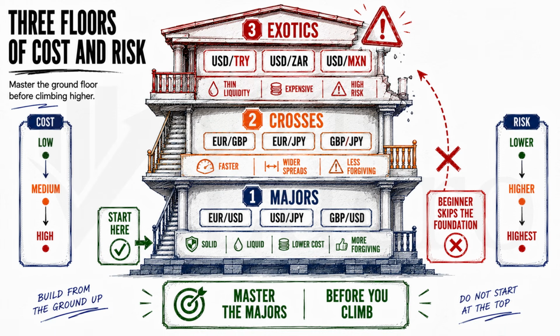So picture those three families as three shelves stacked by cost and risk. The majors are the ground floor, solid, liquid, and forgiving. The crosses are one floor up, still fine to work with, but faster and a little pricier. And the exotics are the top floor, with no railing, thrilling to look at and dangerous to stand on. You want to master the ground floor long before you ever think about climbing.